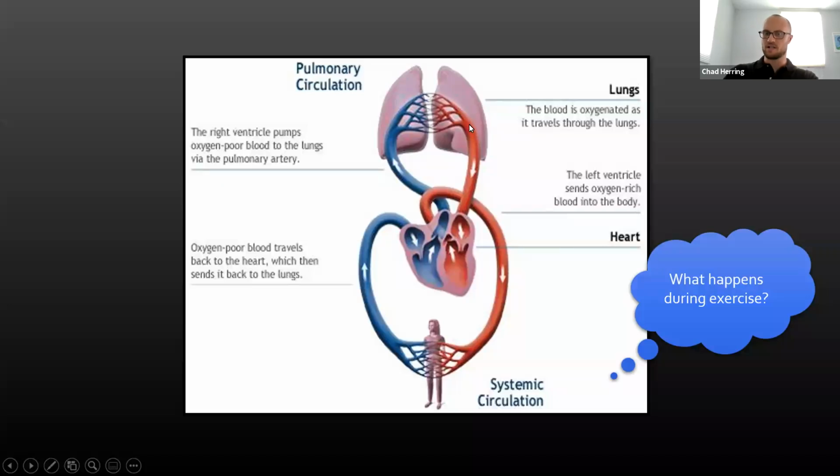And then we're going to send that back down to the heart. Remember, atrium receives blood. So we're going to go into the left atrium. Then we're going to go right down into the left ventricle. Remember, ventricle away. So the left ventricle pumps it to the rest of the body. So it basically has a little system where it gets oxygenated and pumped out.